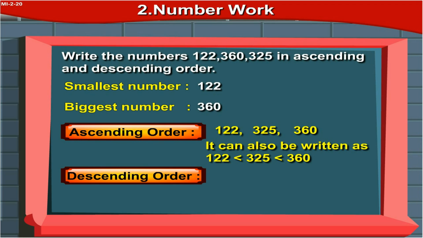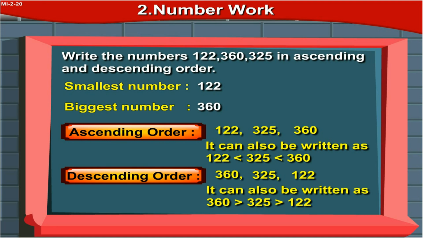Now the descending order. Well, it would be the reverse of ascending order, right? So it would be 360, 325, 122. So it can also be written as 360 is greater than 325, which in turn is greater than 122.